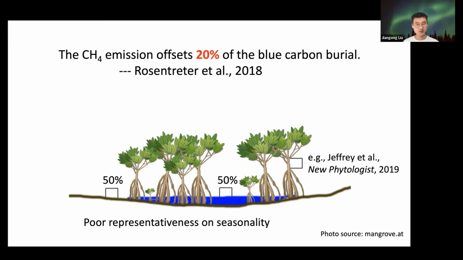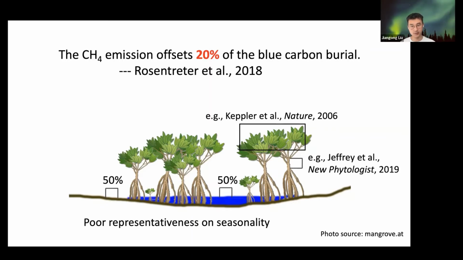And there are some missing sources from this picture. For example, recently people began to realize that fish dams can also emit methane. And the plant leaves can also emit methane through a biochemical process when the plants are under stressful conditions. So if we don't have the whole picture, it will bias the estimates we made.